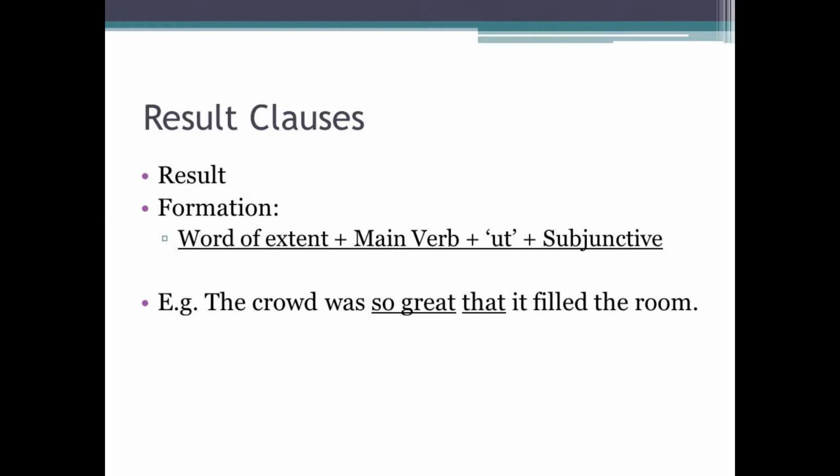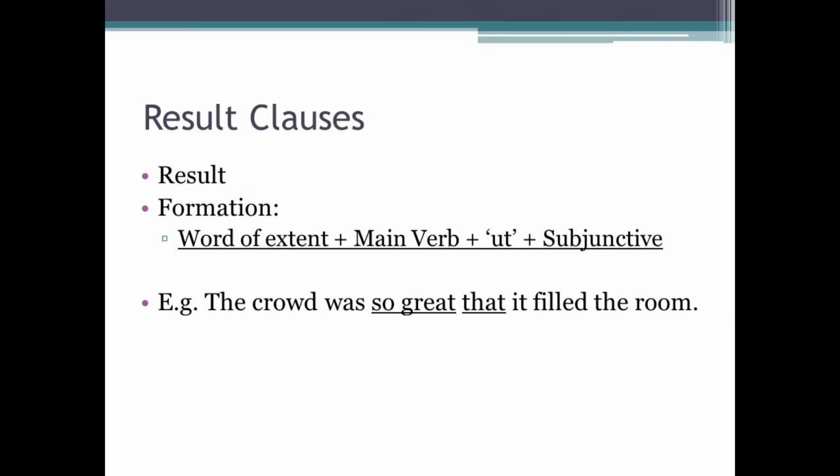So now let's have a look at result clauses. Result clauses express the result of a previous state of affairs, and they're formed with a word of extent plus the main verb plus ut plus a subjunctive. An example in English is the crowd was so great that it filled the room. And of course we'll have a look at some more examples in Latin of both indirect commands and result clauses later in this video.